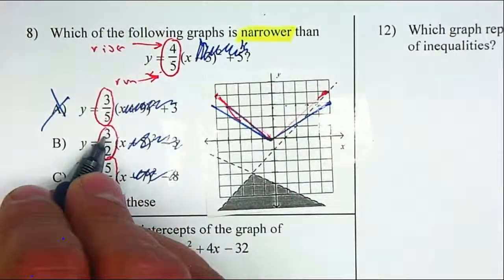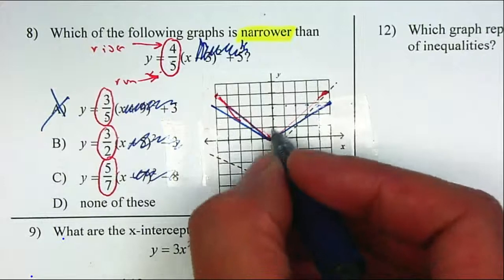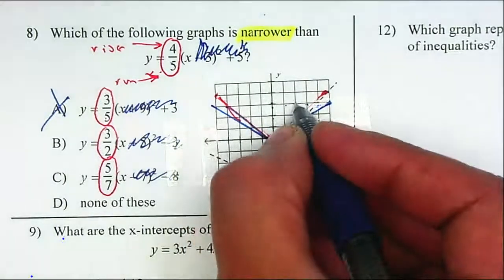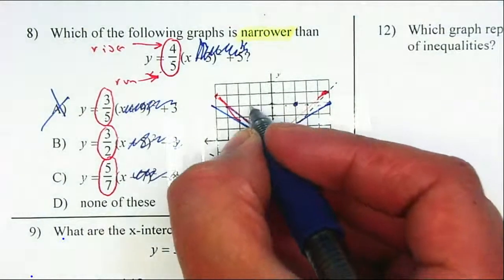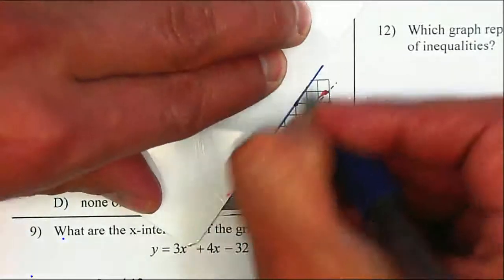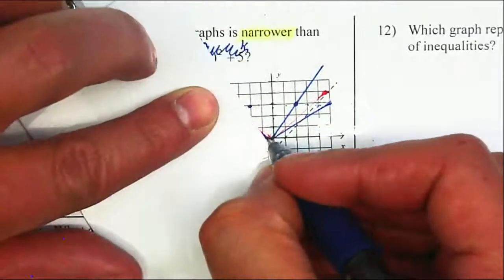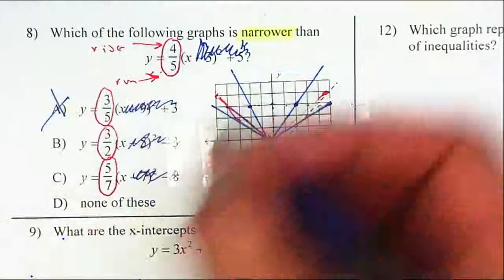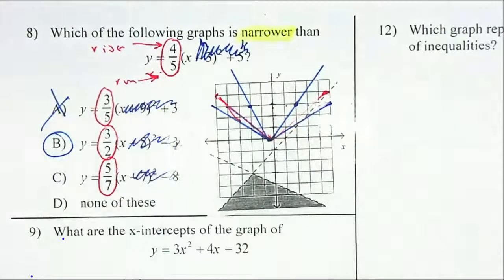The next one's going to be up 3 and over 2. 1, 2, 3, and 1, 2. Is that one going to be narrow? Yes. If you notice, that one's going to be slightly narrower than the one that's given to us. So the answer will be B.